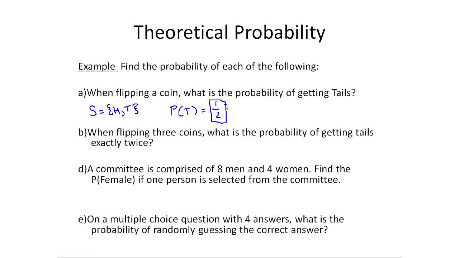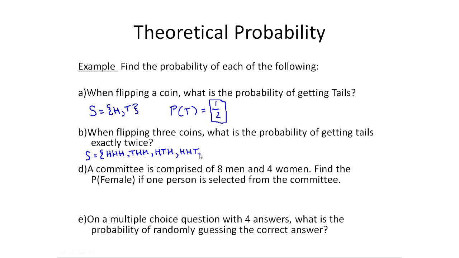So when you get to something like B, we're going to use the same process. If I'm talking about flipping 3 coins and I want to know the probability of something happening within that, the first thing I should really think about is the sample space. So when I flip 3 coins, what could happen? Well, you could get all heads, or you could get 1 tail. It could be the first one, it could be the second one, or it could be the third one.